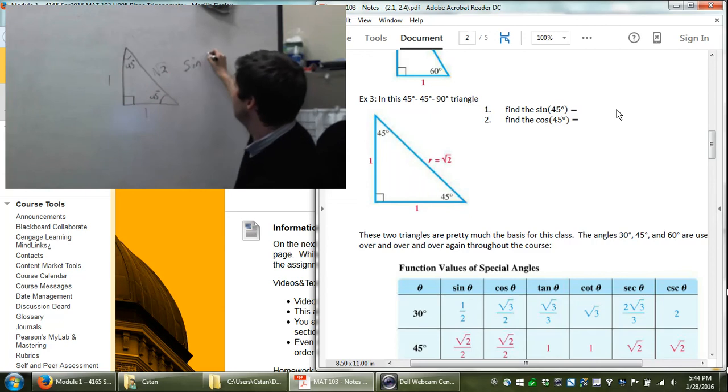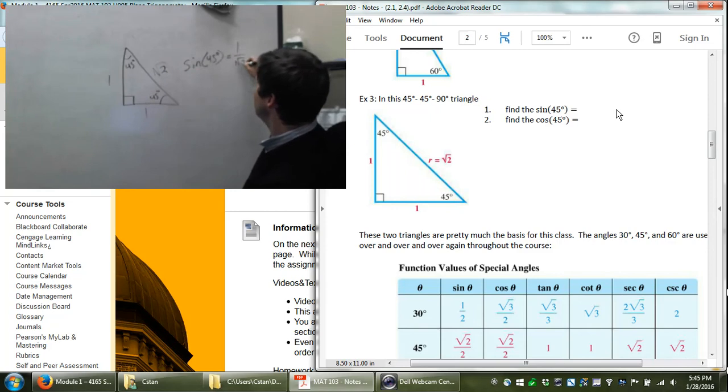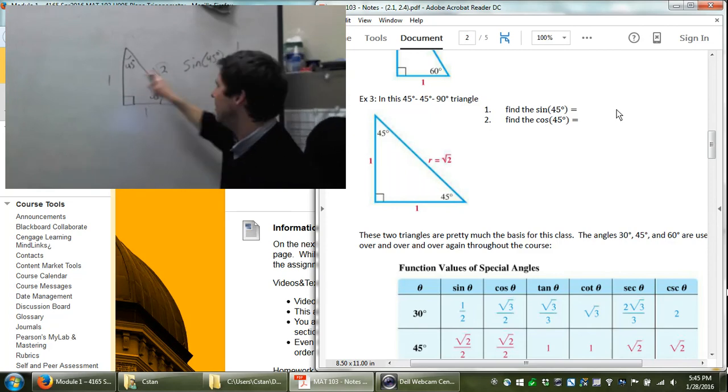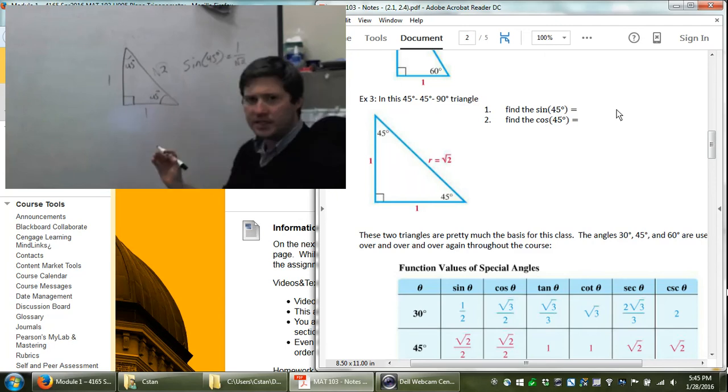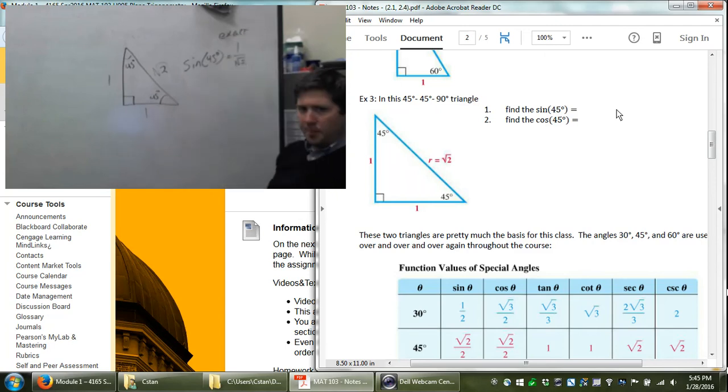Okay, in this 45, 45, 90 triangle, find these two things. So just like before, we're going to look at these angles, and I asked you to find the sine of 45 degrees. And look, both of these angles are actually 45 degrees, so it doesn't matter which one you choose. You should be able to calculate this. And if you notice, both of the legs of my triangle are 1. So it doesn't matter which angle I choose. I should always get the same value here.